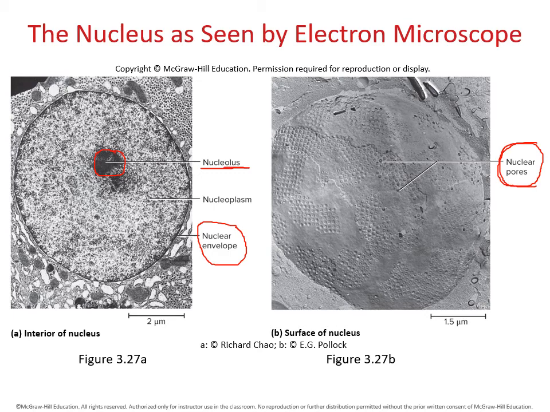And the nucleolus is essential because that is where you're going to be producing your ribosomes. Your ribosomes are essential for protein production. So the nucleus houses the DNA, and then your nucleolus, which is inside of the nucleus, is where you produce or synthesize your ribosomes.